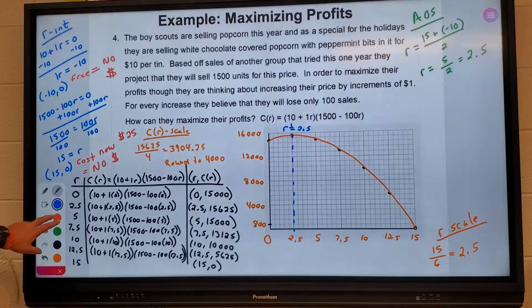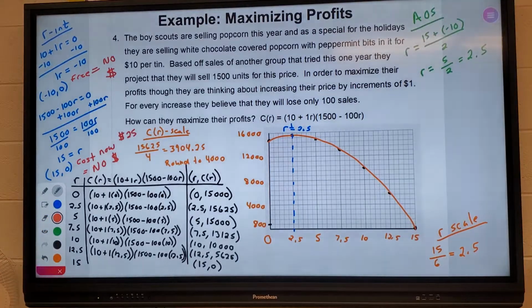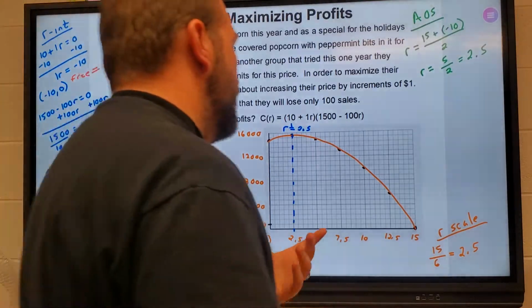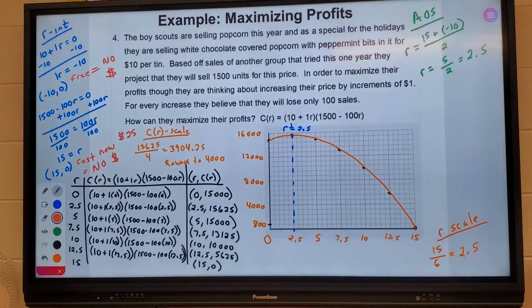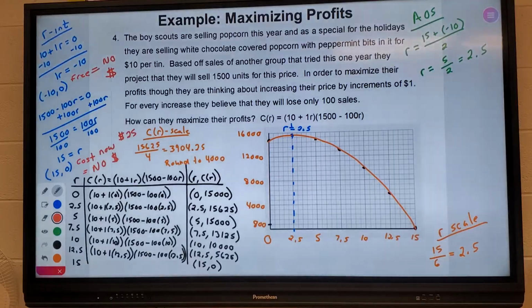Okay, and again, we're going to then identify the 3 things that I need to identify: the R-intercept, the C of R-intercept, and the maxima. Okay, so let's start with that R-intercept. The R-intercept here, we already identified, right? So that was 15, comma 0, which meant that people were going a little bit crazy. They charged $15 extra, and they didn't want to make the Boy Scouts apparently any money, because at $25 a tin, nobody even bought from the Boy Scouts, which is a shame.